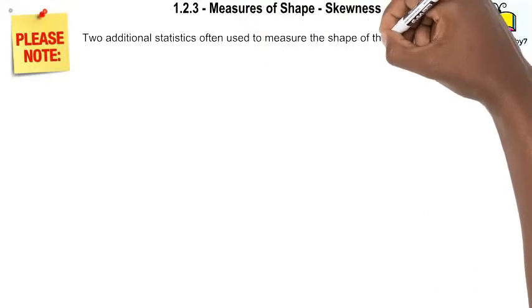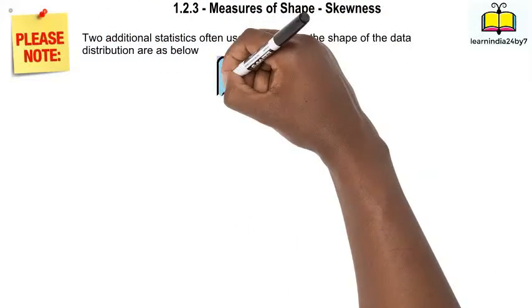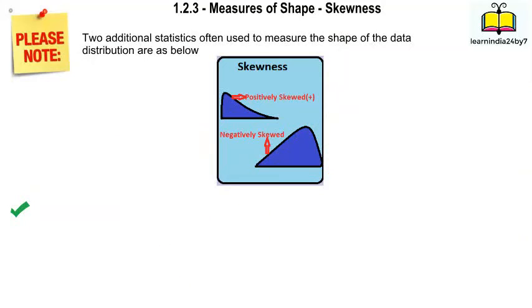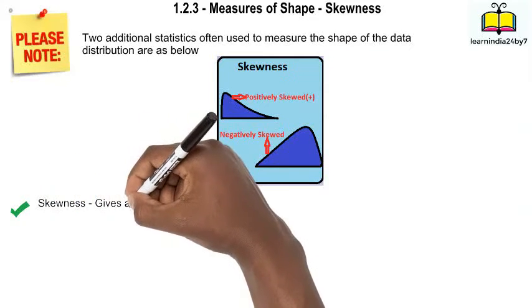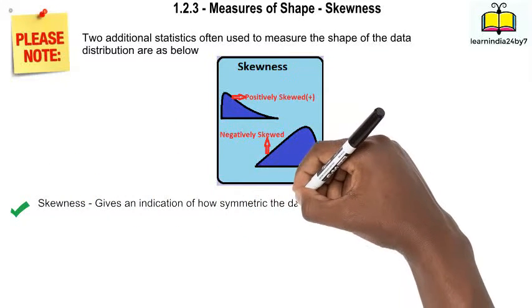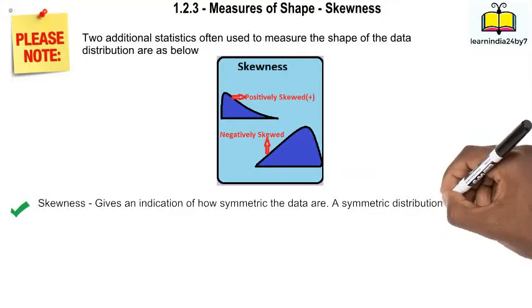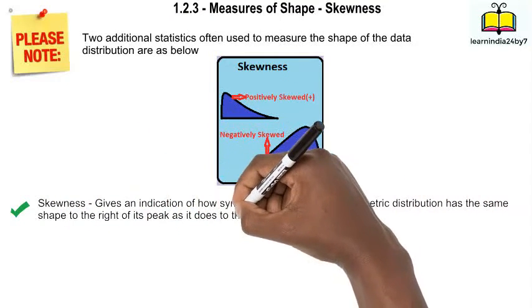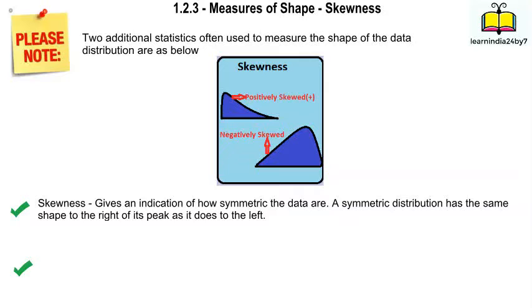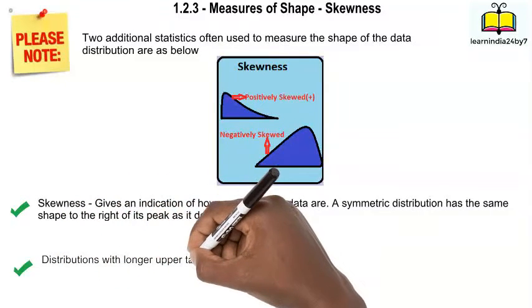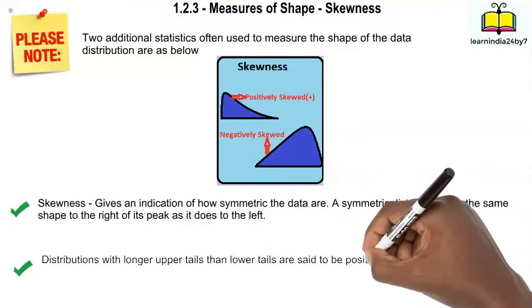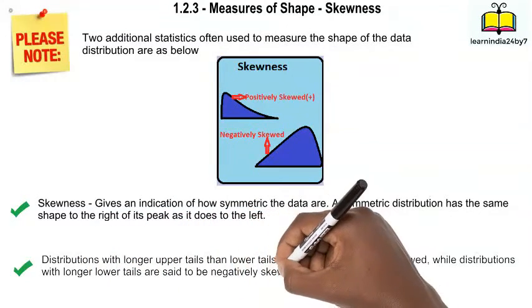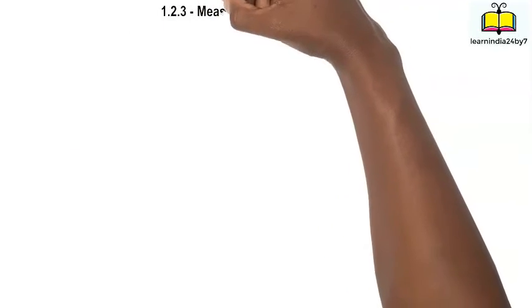Two additional statistics often used to measure the shape of the data are as shown below. Skewness gives an indication of how symmetric the data points are. A symmetric distribution has the same shape to its right as well as left. Distributions with longer upper tails than lower tails are said to be positively skewed, while distributions with longer lower tails than upper tails are said to be negatively skewed.